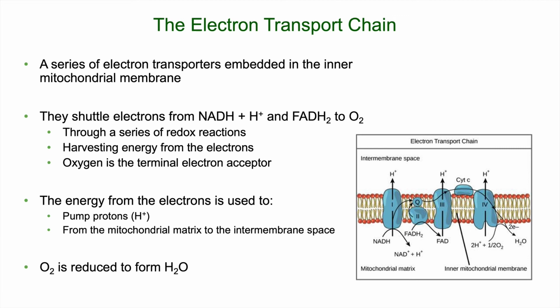And each time they pass off, the electrons are losing a little bit of their energy, kind of like the cheesecake lost energy every time it was passed off, until finally the electrons are at their lowest energy state, and they're going to be picked up by oxygen because oxygen is our terminal electron acceptor. Okay? And so what we're doing is we're harvesting the energy from the electrons.